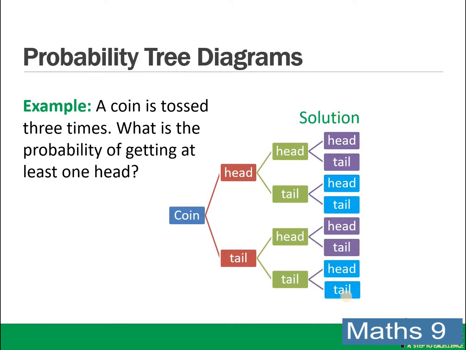We want to get at least one head, which means that we could go down any of these routes except for this last one, tail, tail, tail. So there are 1, 2, 3, 4, 5, 6, 7 possible routes, out of a total of 8 altogether. So the probability is 7 out of 8.